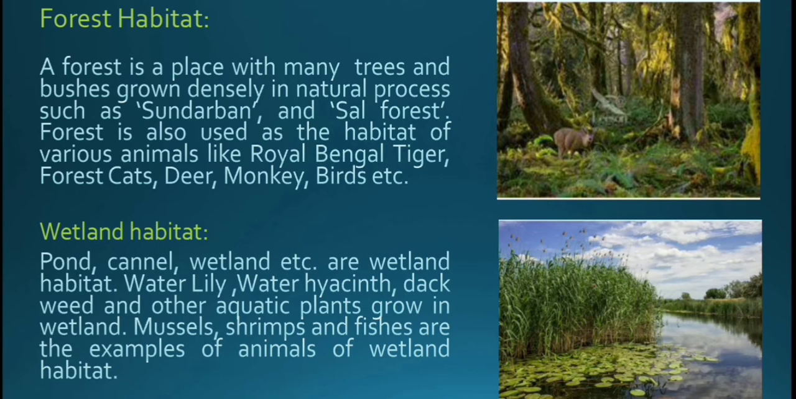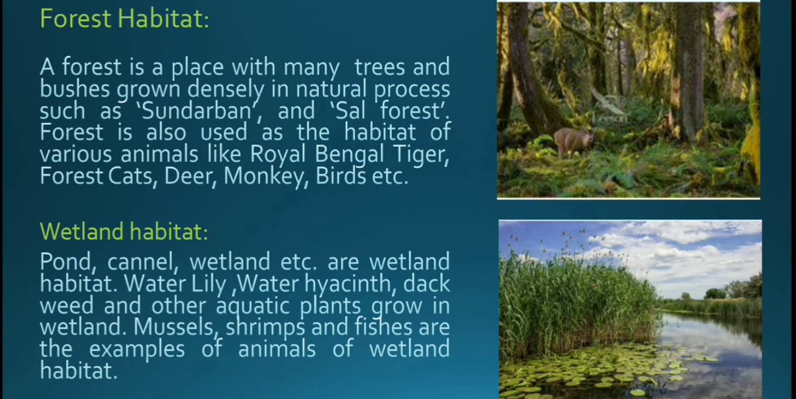Now wetland habitat. Pond, canal, wetland, etc. are wetland habitats. So what are the wetland habitats? Pond, canal, wetland, etc. Water lily, water hyacinth, duckweed and other aquatic plants grow in wetland. So what are the plants in wetland habitat? Water lily, water hyacinth, duckweed and other aquatic plants.